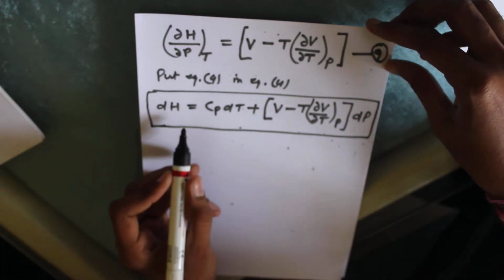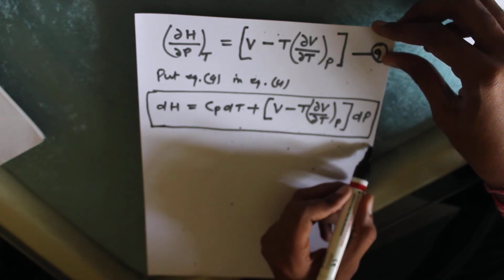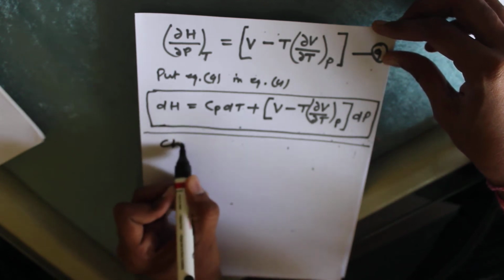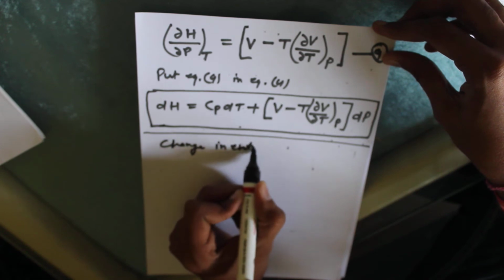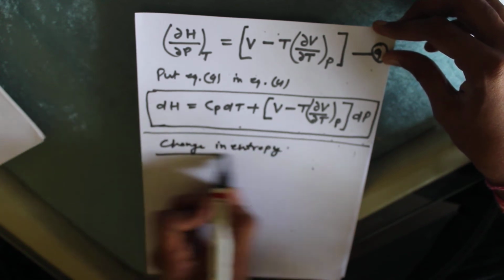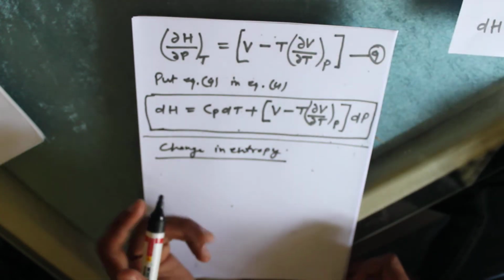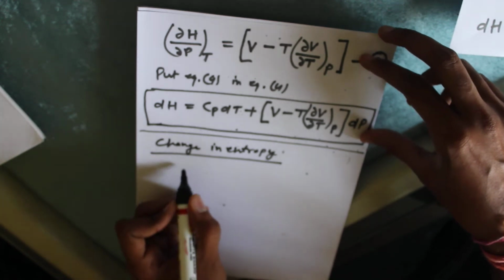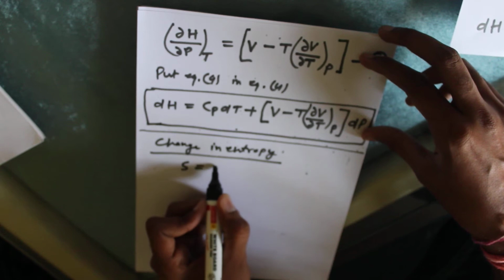So in the previous class we have calculated the change in enthalpy. Now we will try an expression to calculate the change in entropy. Let us consider the entropy is a function of temperature and volume.